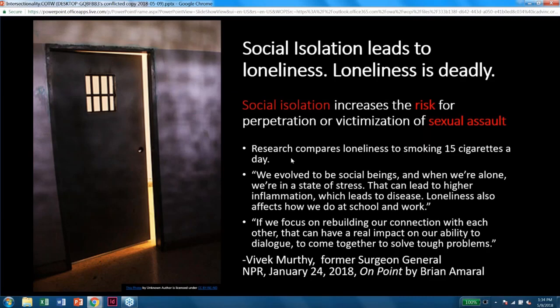Research compares loneliness to smoking 15 cigarettes a day. We evolved to be social beings, and when we are alone, we are in a state of stress. That can lead to higher inflammation, which leads to disease. Loneliness also affects how we do at school and work. And I really appreciate that outlook. And social isolation through institutionalization or other means is dangerous for so many reasons.